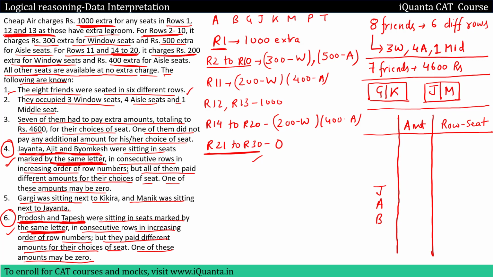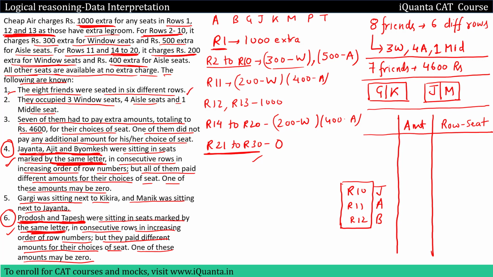Then if I take row 10 for Jayant, I'll have to take row 11 and 12 for A and B, Ajay, Byomkesh. In that case, can they pay different amounts? Yes, if I take one seat from row 10, they'll be paying either 300 or 500 for a row 10 seat, any seat, window or aisle seat. For row 11, they'll have to pay differently. For row 12, we have different rules of fares. So yes, this is one possible case. We'll keep it. In this case, everything is being satisfied. They are sitting in consecutive rows as well as they are paying different amounts.